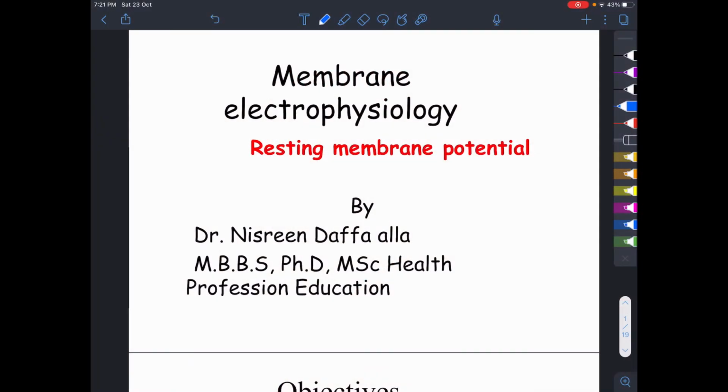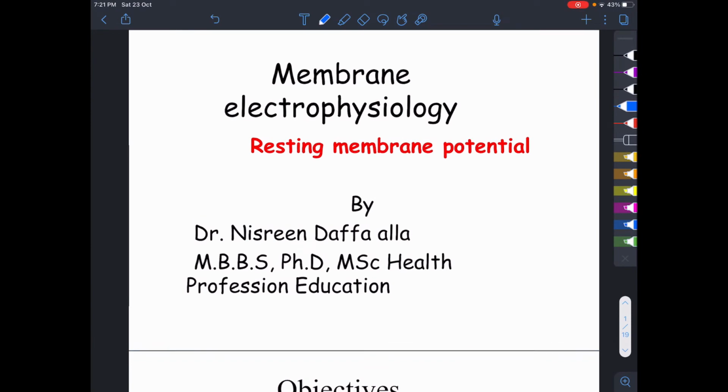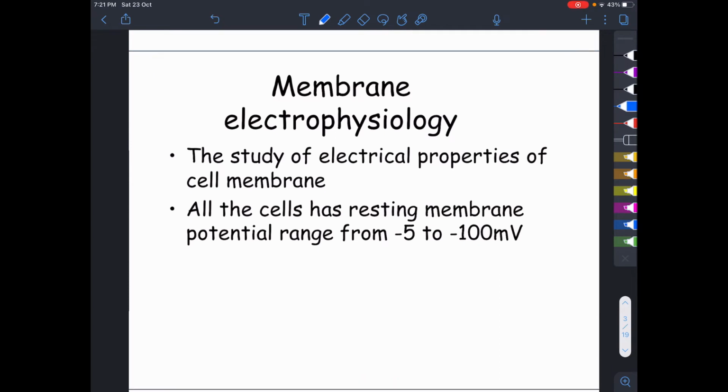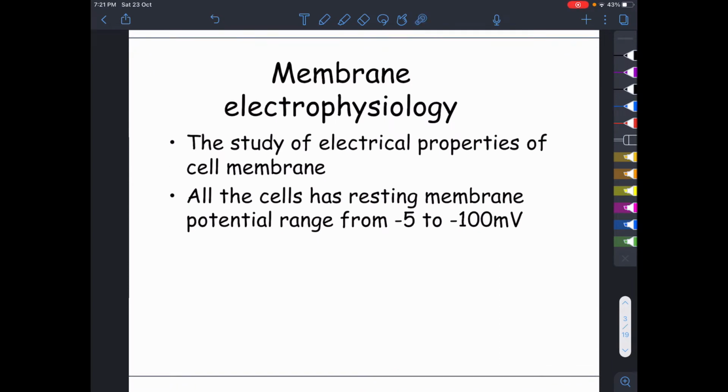السلام عليكم. اليوم بشرح الممبرين electrophysiology resting membrane potential. أول شيء الممبرين electrophysiology بندرس وش الستدي حق electrical properties of the cell membrane.